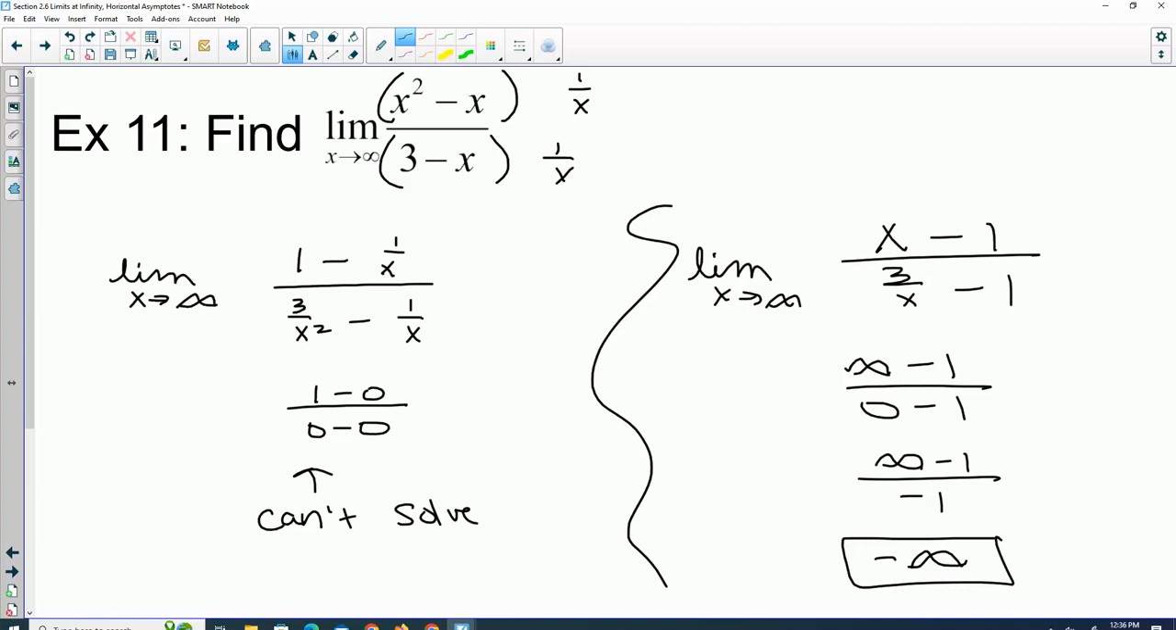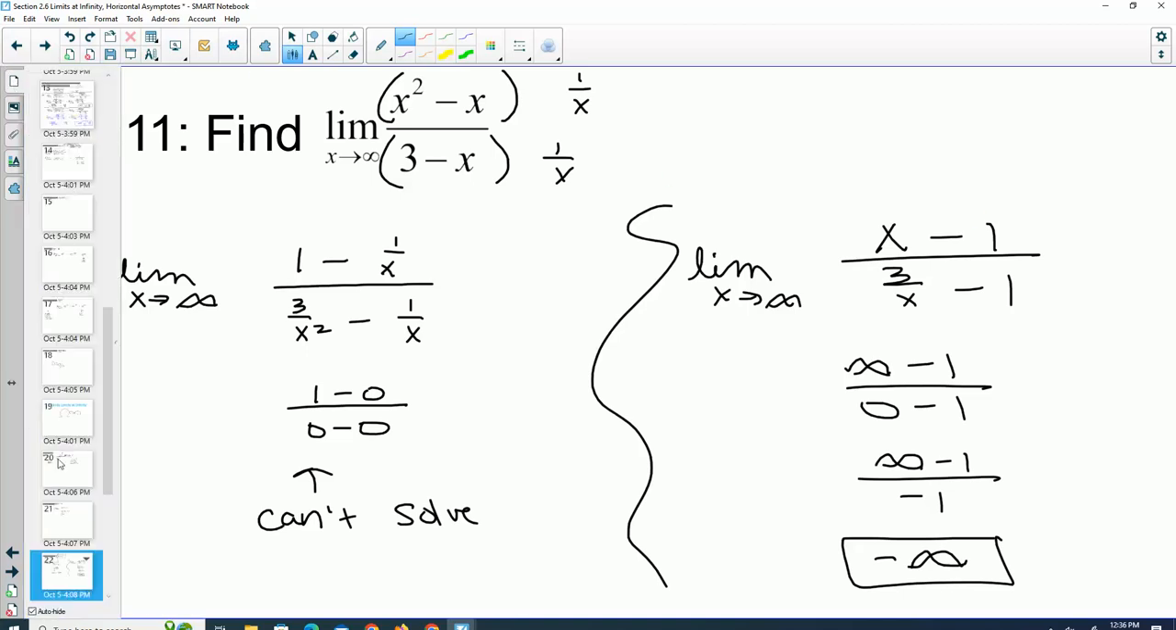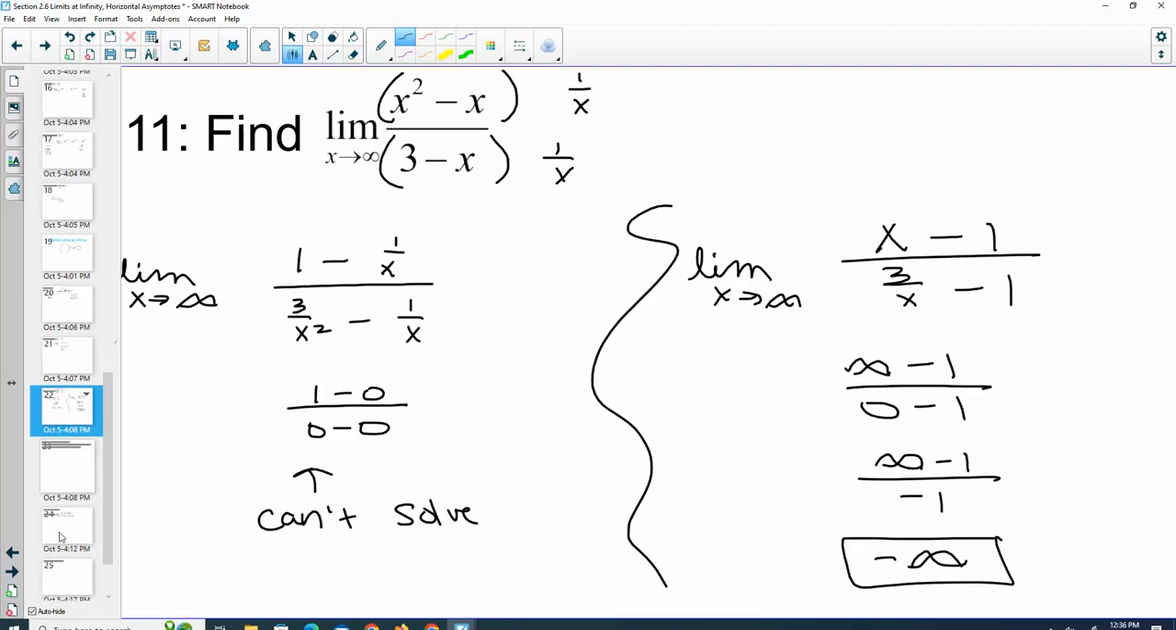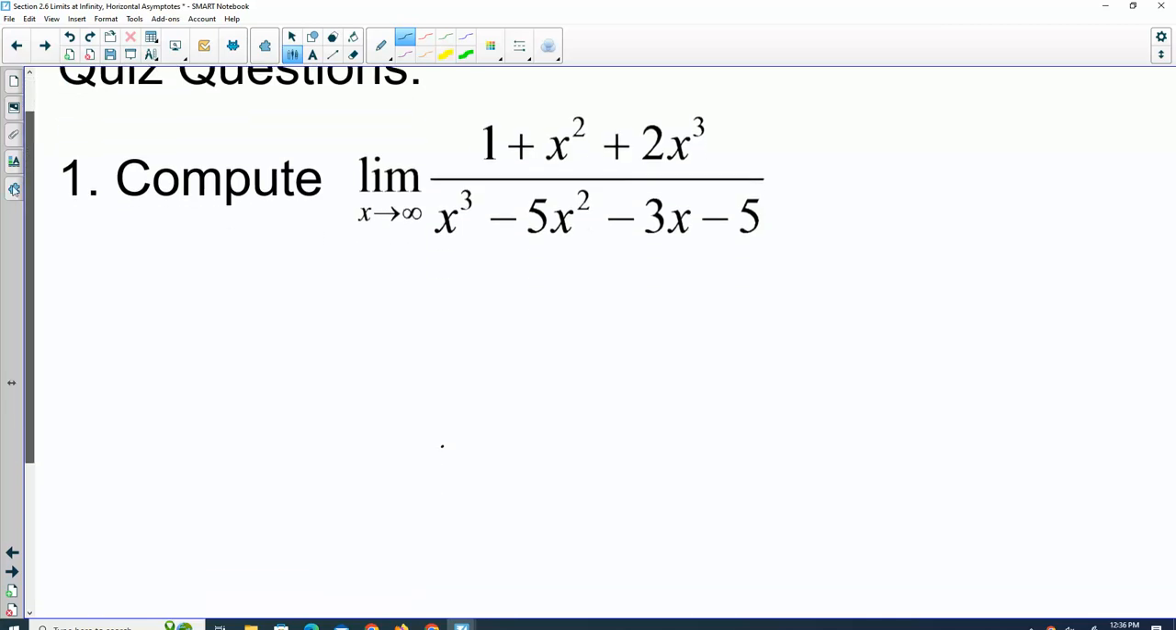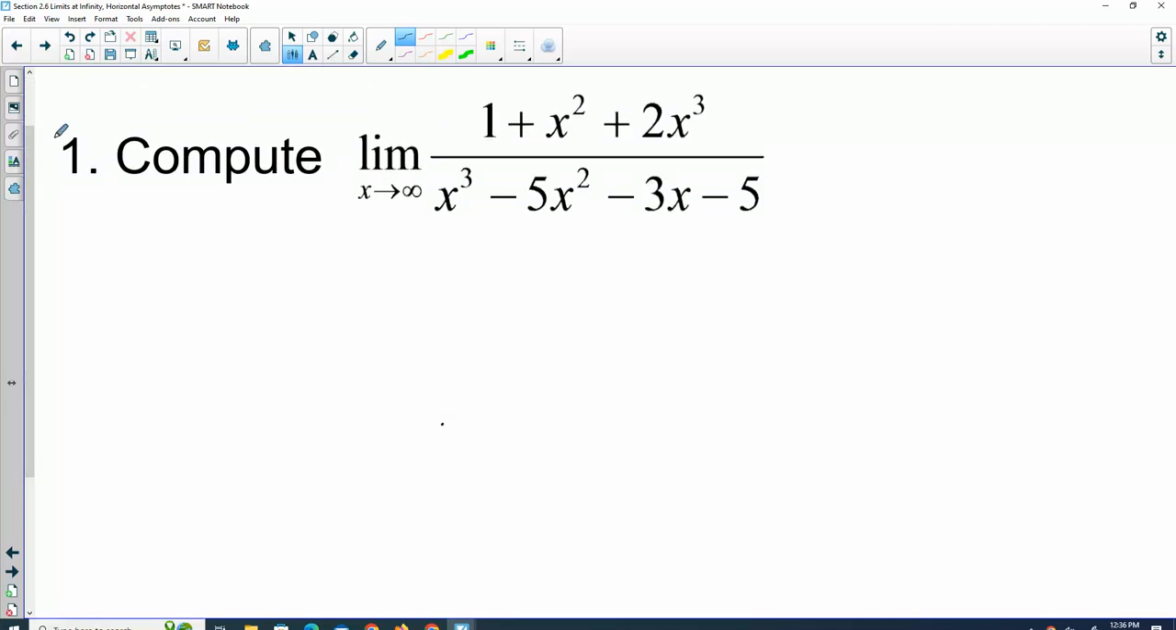All right. Quiz question. I want to do a couple of sample quiz questions. I'm actually going to skip example 12, because in the coming sections we'll do more stuff that would help with that type of problem.